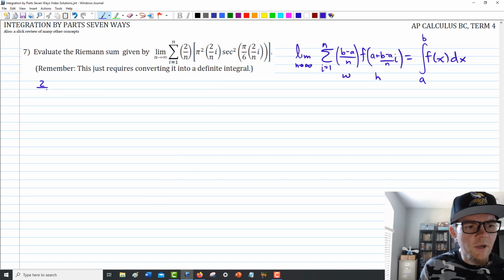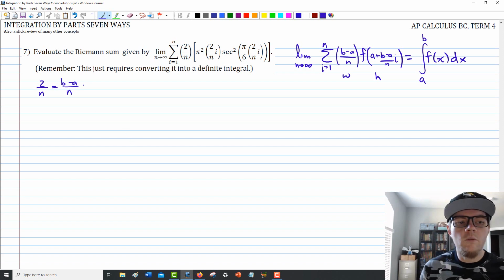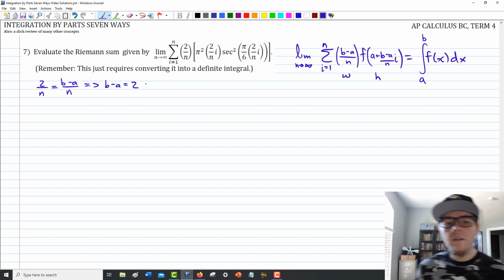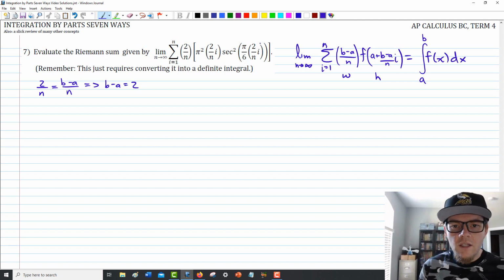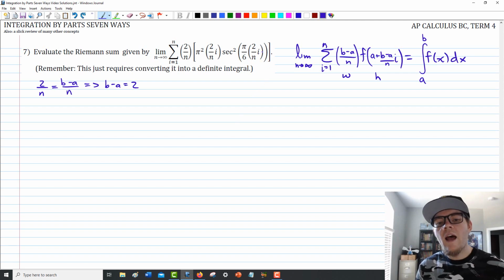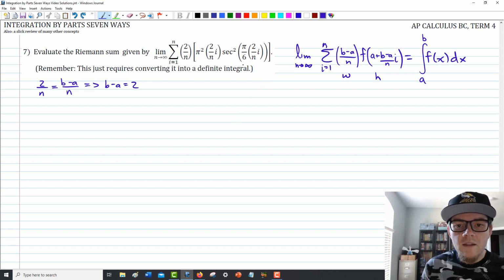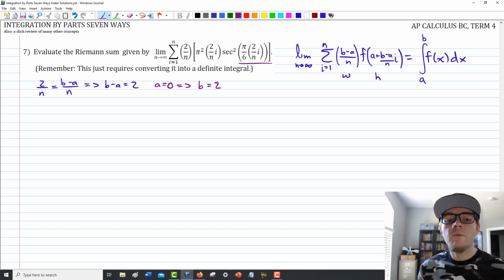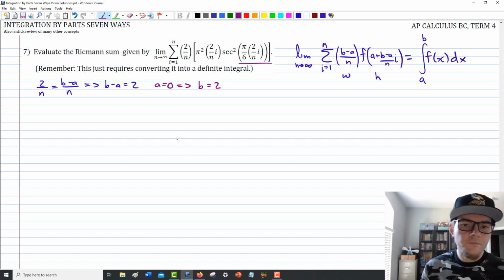So digging into this expression, first thing I notice is that we have that 2 over n, so that means b minus a over n is going to equal 2, or it means that the spread of the interval, how wide the interval is on which we're working, is going to be 2 units. In addition, inside the function, I see this 2 over ni plus 0. So based on the information found right here, I can see that a is going to equal 0, which means that b is going to have to equal 2. So we now know that our definite integral is going to run across the interval 0 to 2.